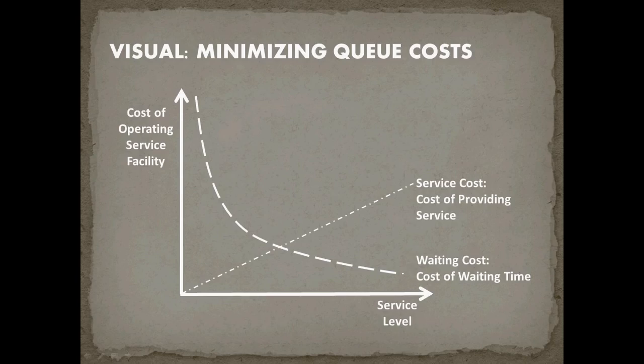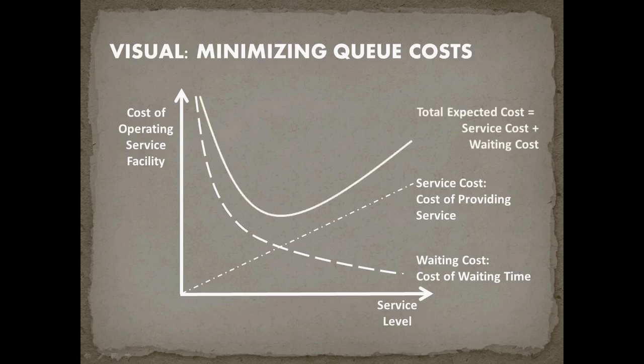What a company is concerned with, though, is the total cost. Our total expected cost is the sum of service cost plus wait cost. What the business wants to do is locate right at the minimum of that total expected cost, which is where service cost and wait cost intersect. And that's our optimal service level.